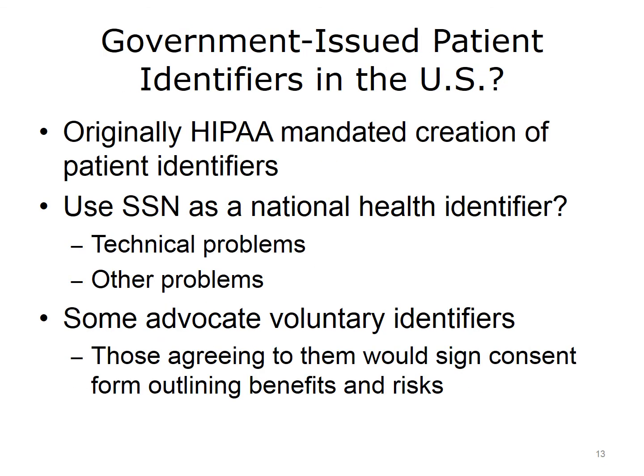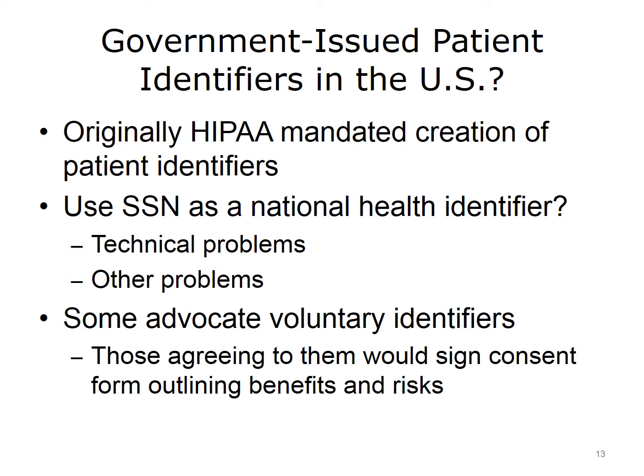Should there be government-issued patient identifiers in the United States? This was actually mandated by the original HIPAA legislation back in the mid-1990s. But there was tremendous political pushback, and that requirement was postponed and eventually abandoned. Some have suggested we already have a national identifier in the United States, the Social Security number. Why don't we use it?